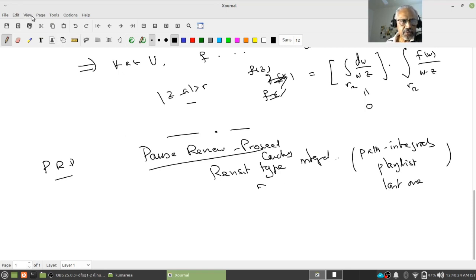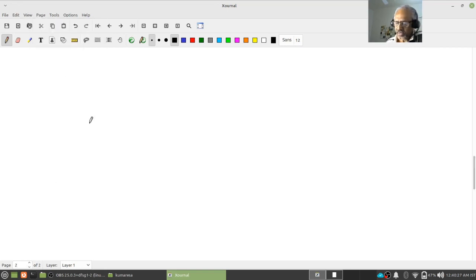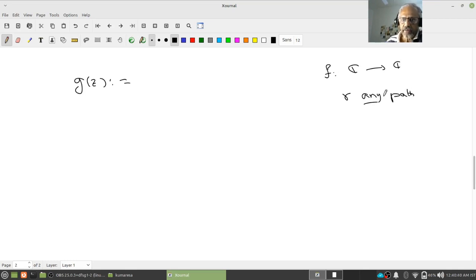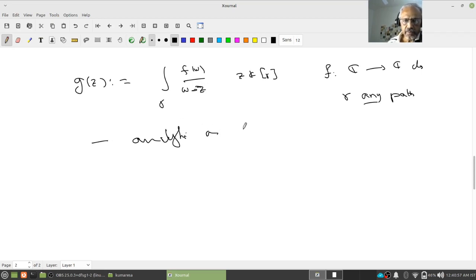Now what we want to do is this. We had already seen, let's recall, if f is some continuous function from C to C and gamma is any path, not necessarily closed, which is continuous, then g of z we define to be the integral over gamma of f of w by w minus z, for z not in the trace of gamma. Then this is analytic on C minus gamma.